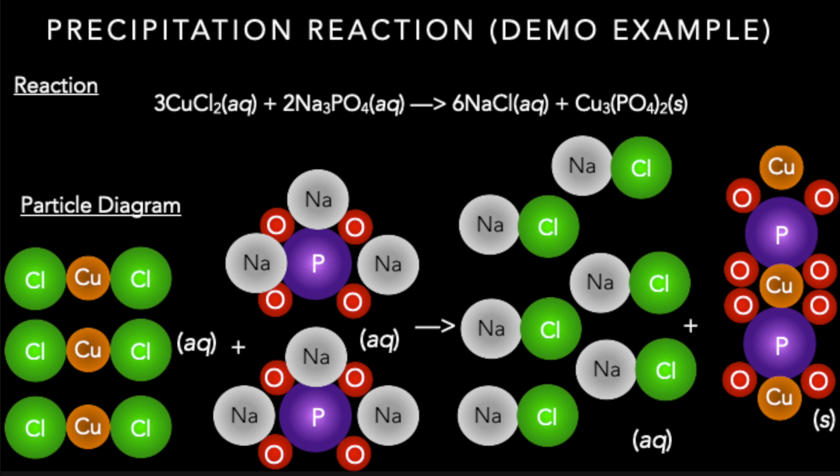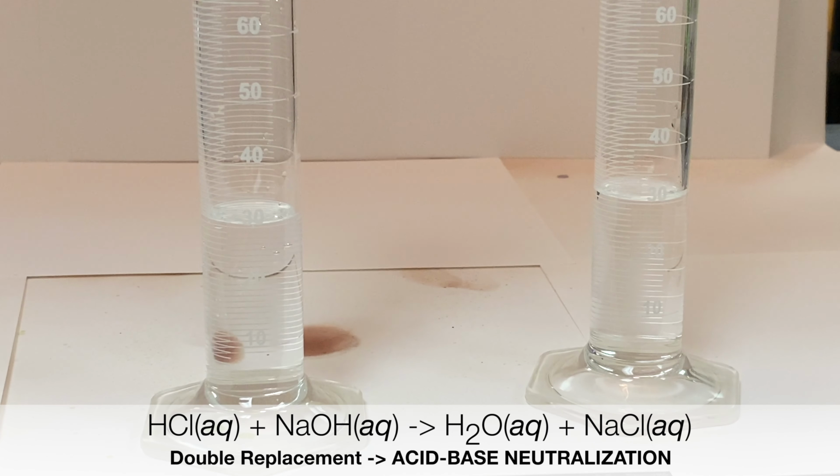Now let's take a look at a demonstration of an acid-base neutralization reaction. In this demonstration, we have hydrochloric acid, HCl, that will react with sodium hydroxide on the right, NaOH. It's common for us to use universal indicator when dealing with acids and bases.